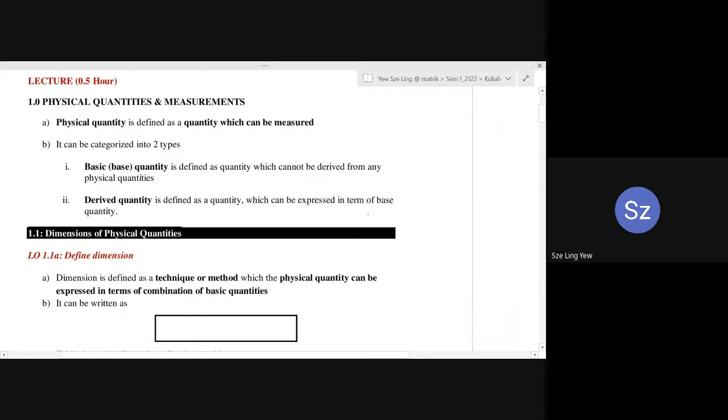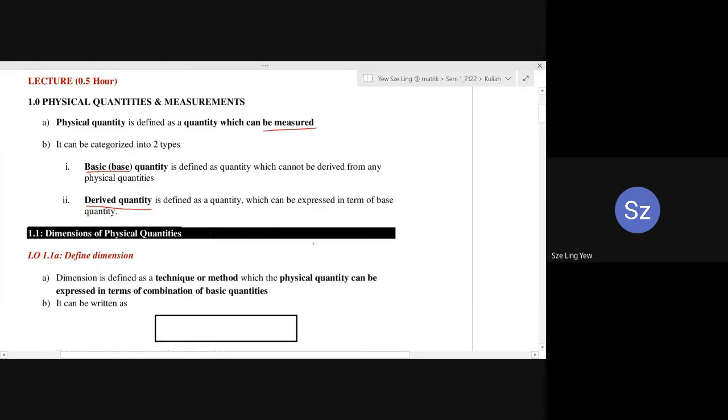Okay, so today we're going to do chapter 1, physical quantities and measurement. A physical quantity is defined as a quantity which can be measured. The quantity that we can measure, we can use a value to represent it, then we call it a physical quantity. There are two different types of quantity. One is called basic or base quantity. Both of them refer to the same thing. It is the most fundamental quantity that cannot be derived from any other quantities. If it can be derived, then it is not a basic quantity. Another one is what we call derived quantity, which we derive from basic quantity.